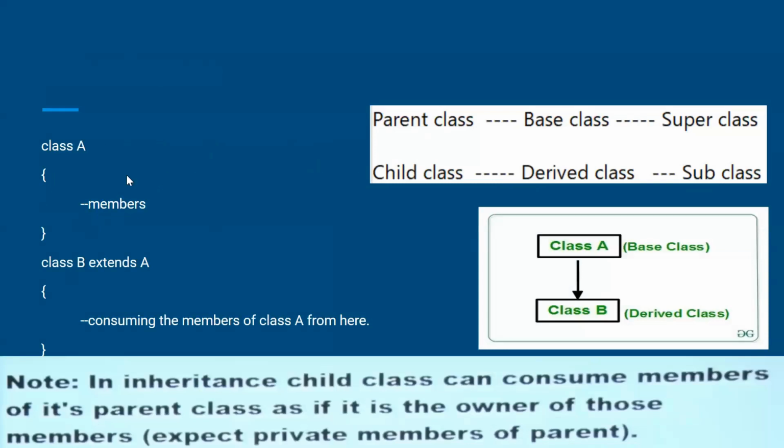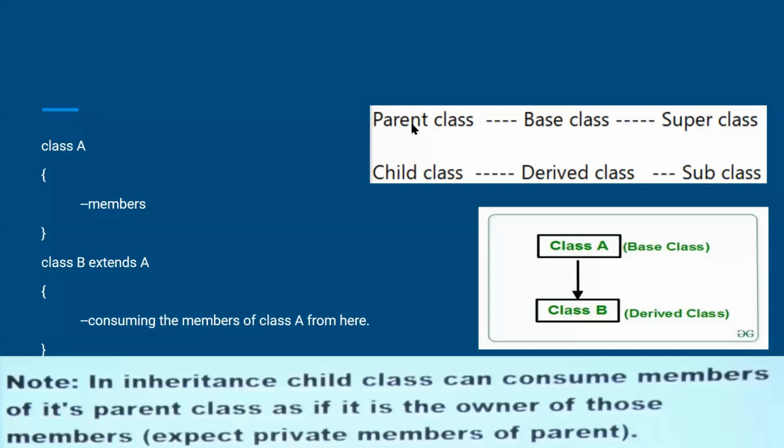Okay, so if you want to consume this class's data members in the second class, that is called class B, you can use this keyword that is called extends. Okay, so you can use extends here. All the members of this class are automatically copied into class B. That is the meaning of inheritance, and you can consume the members of class A from here.